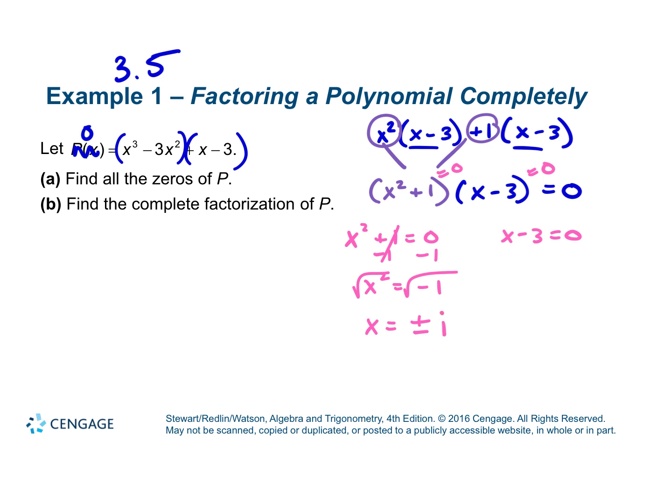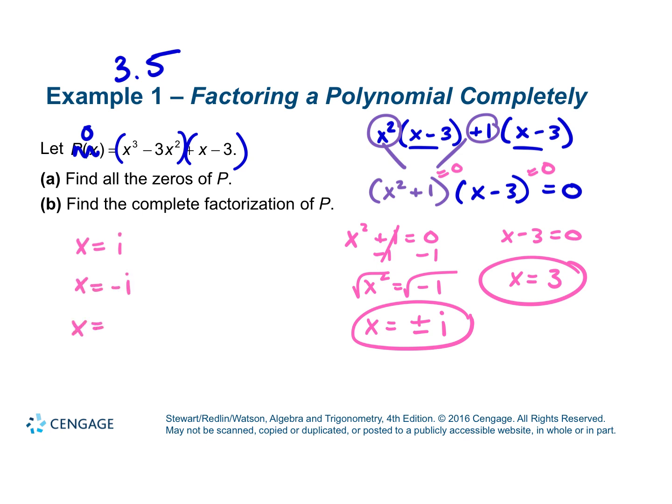Remember, when you have a negative under the square root, it turns into an i. So plus or minus i. Then with our other one here, we have x equals what? 3. So these are 3 solutions here. So we have x equals i, x equals negative i, and x equals 3.